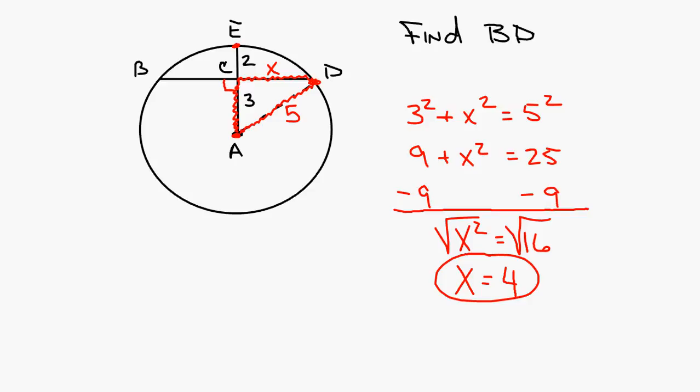If x equals 4, how far is it from B to D? 8. It's 8, isn't it? Because if a radius is perpendicular to a chord, then it bisects it, right? And if this piece of it is 4, then the whole piece is 8. Right? Very good.